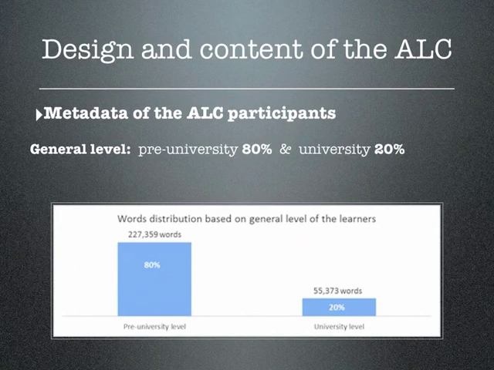The university level contains the same groups, native speakers and non-native speakers, but both are specializing in Arabic. As we can see in the figure, 80% of the corpus data was collected from the pre-university level, and 20% from learners in the university level.